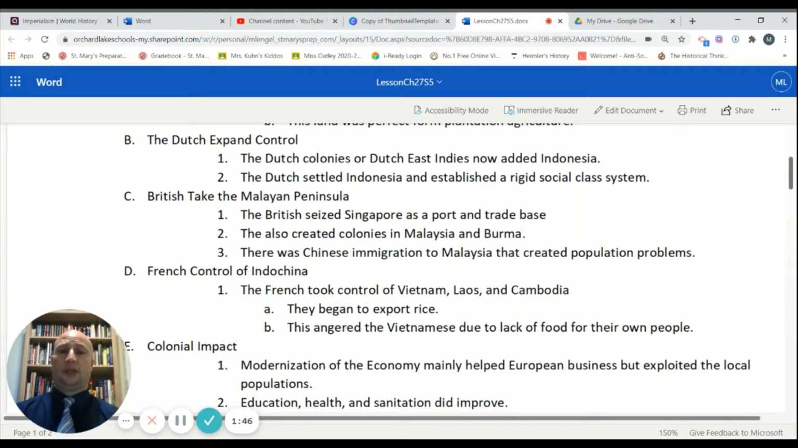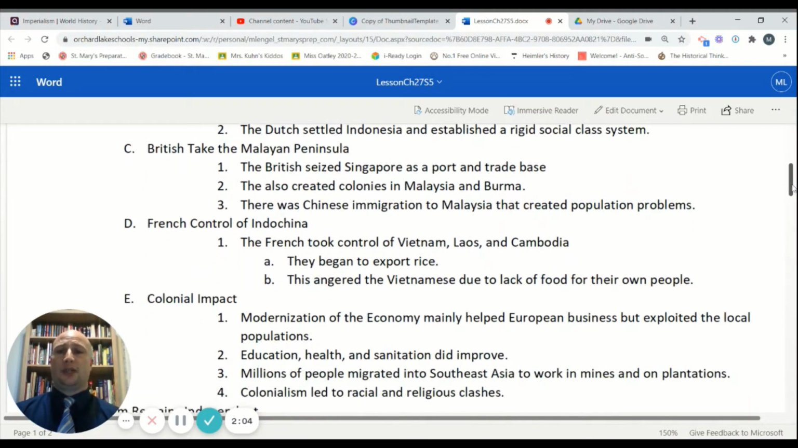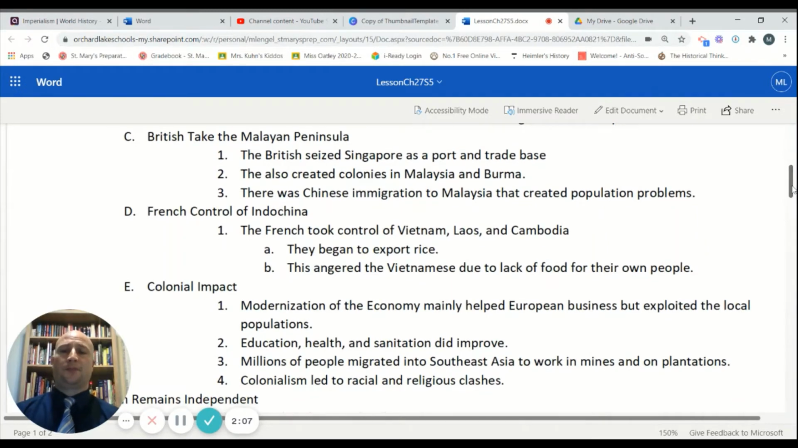The Dutch settled Indonesia and established a rigid social class system in rule. The Dutch were pretty ruthless in the way that they ruled the areas that they conquered. They had been doing it for a long time, and they were one of the more harsh European entities when it came to direct control of colonies. Now, the British then got involved and took the Malayan Peninsula. The British seized Singapore, created a trade port and base. They also created colonies in Malaysia and Burma, and the Chinese immigration to Malaysia actually eventually created a problem with population, and so they had to deal with that.